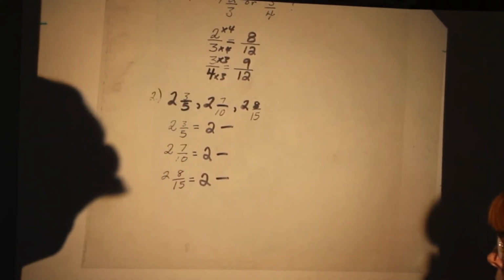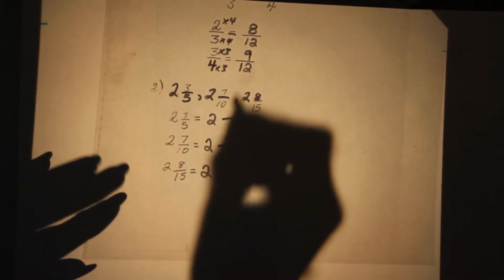So 10 times 15 is 150. 5 will go into that, 10 will go into it, and 15 will go into it. The biggest problem is it's very large. So if you know your numbers at all, there's another number that 15, 10, and 5 will go into evenly, and it's smaller, and that would be 30.